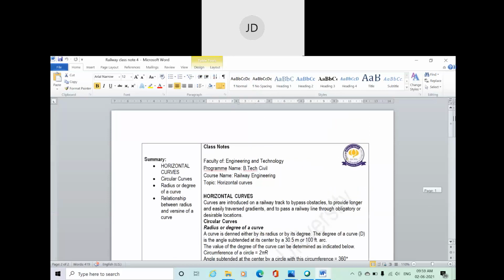So this is our class for today. We discussed horizontal curve. We don't have time for discussing transition curve. In the next class, we are going to discuss transition curve as well as super elevation, and we are also going to do some problems related to super elevation. Clear? So this is all about today's class. Till now, if you have any doubt, you can ask me.